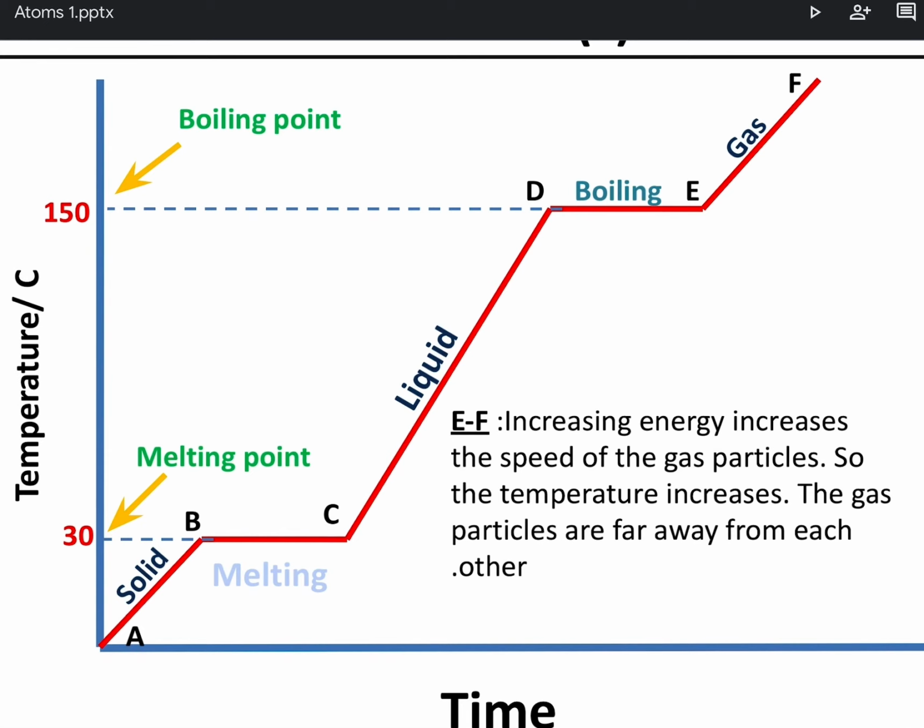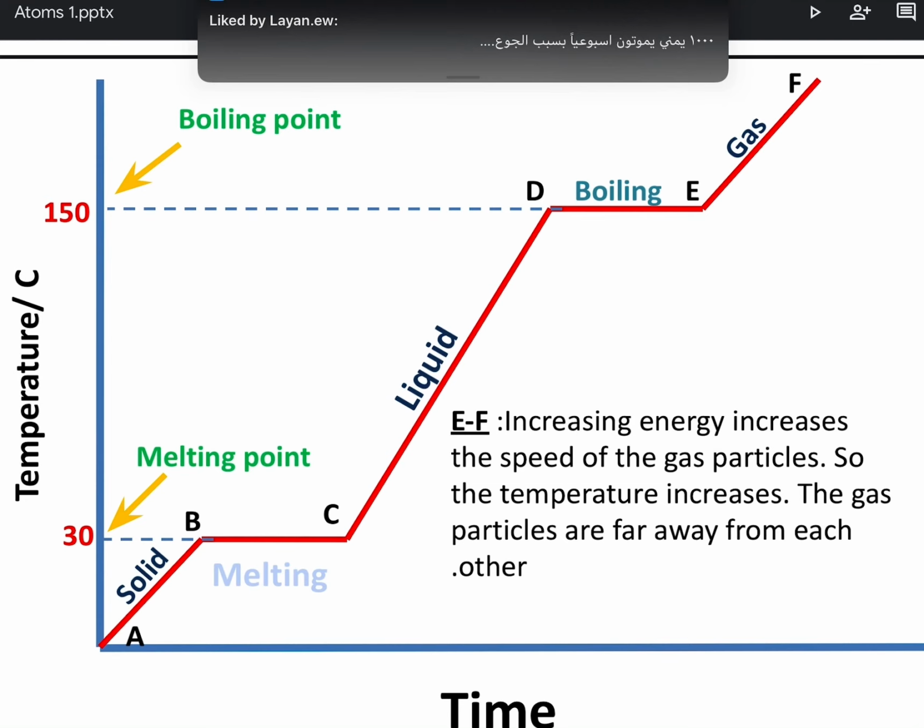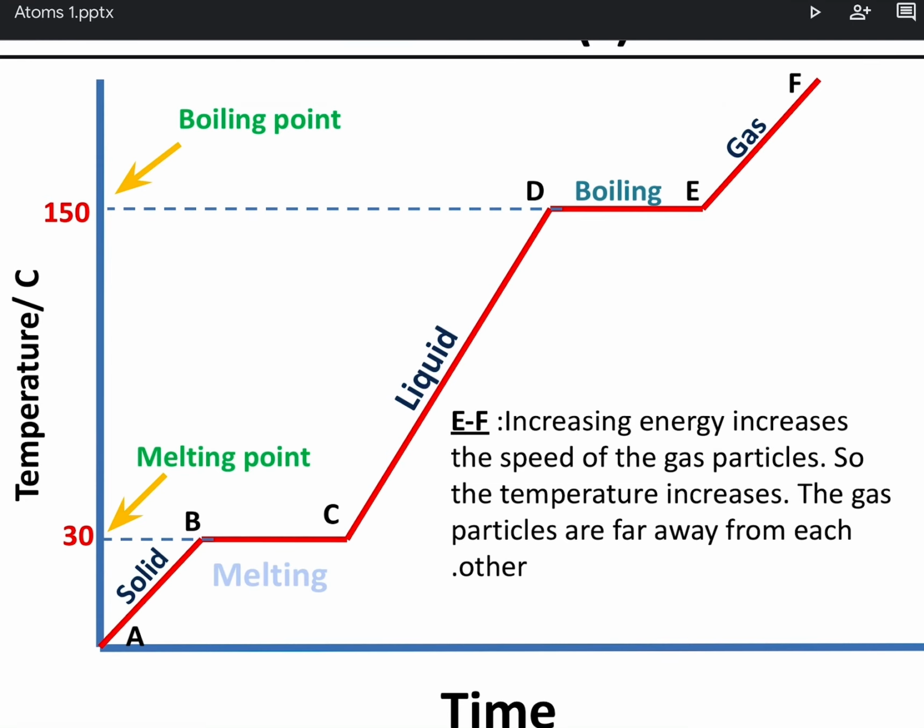Look at the lines, look at the boiling point, look at the melting point. The boiling point is 150, so I can determine that. And look at the 30 here, as we can see, this is the melting point. Okay, so this is the heating curve.